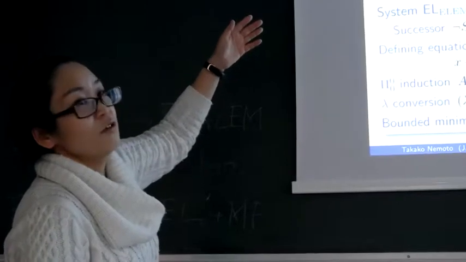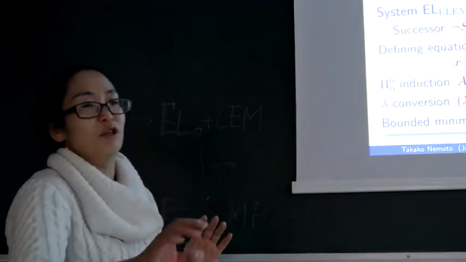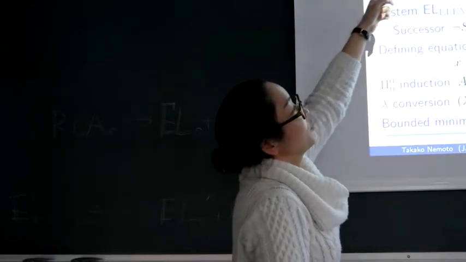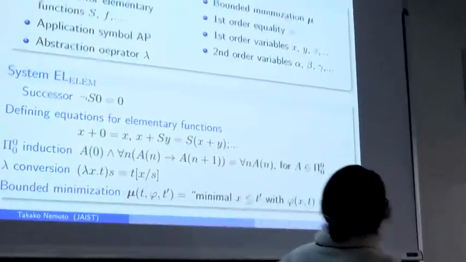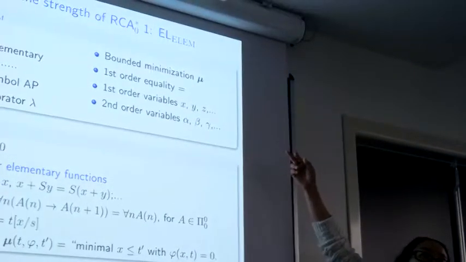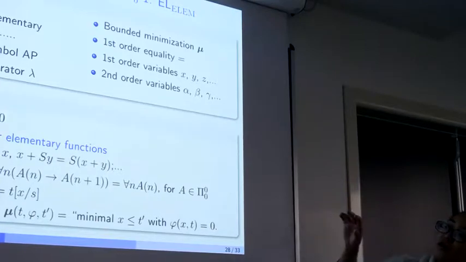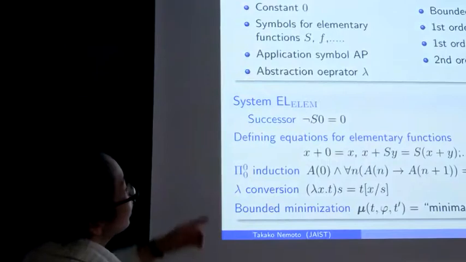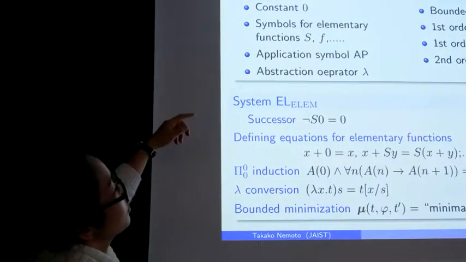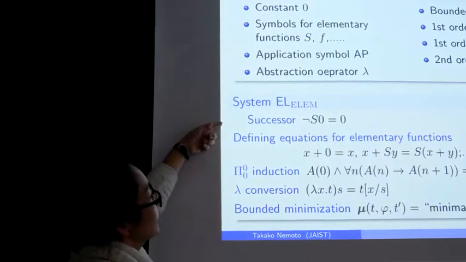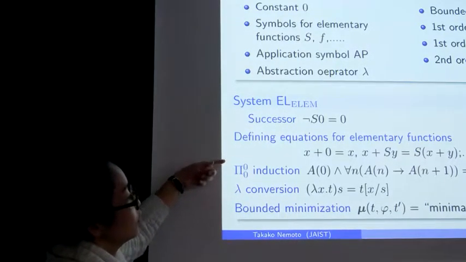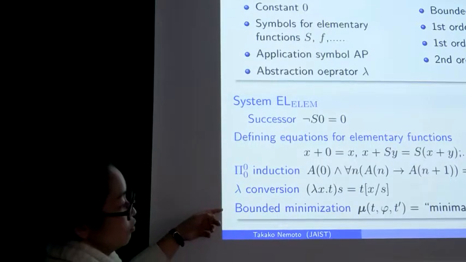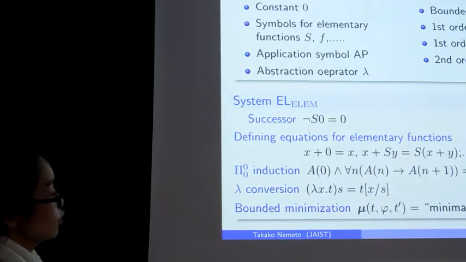So in the previous system, EL0, it contains primitive recursion, so we want to remove it. So that is the idea for ELL. So EL0 has a primitive recursion operator, but it has disappeared here. But we have bounded minimization to make the function universal for elementary functions. We only have functions for elementary recursive functions, and other things are very similar to EL0, and they are the same axioms, successors and defining relations for elementary functions, and higher order induction, and lambda convergent, but this is a limitation for elements that are bounded because of bounded minimization, not primitive recursion itself.